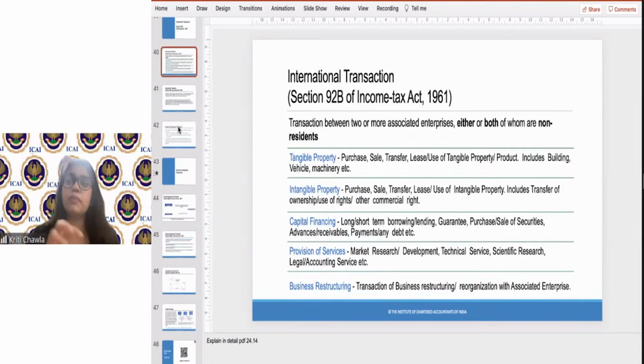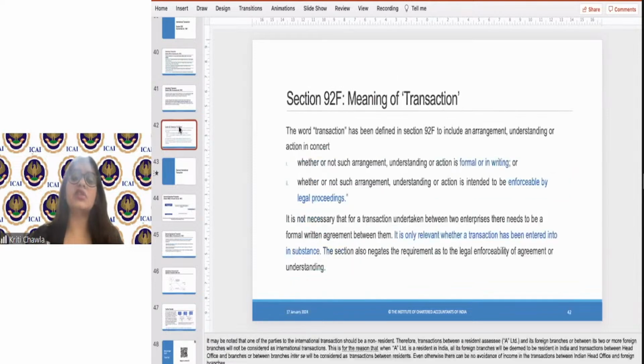This section came into place because a lot of people said that this is not considered a transaction. Section 92F actually came into place because a lot of people said that this particular transaction was not documented, or there was no intercompany agreement. This transaction between two enterprises was not formal. There was no written agreement, and hence it should not be considered an international transaction because it was not provided in formal writing.